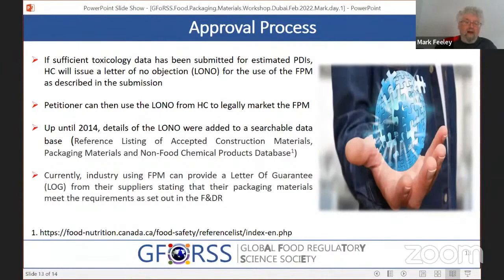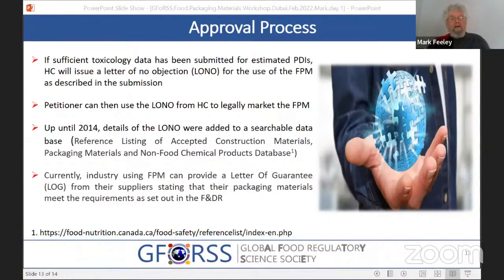These LONOs have no expiry as long as their conditions of use do not change. So as long as the chemical constituents of the packaging material and the conditions of use don't change, the LONO basically has no expiry date. Following the issue of that LONO, a manufacturer of a packaging material can go to the food industry and say, Health Canada has provided me the basis to legally market this food packaging material.